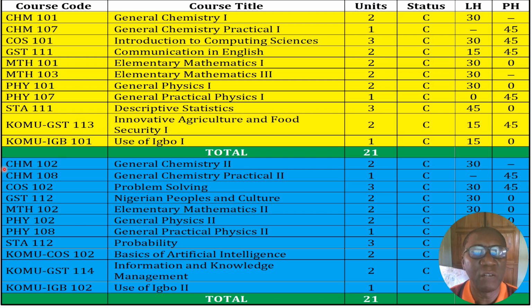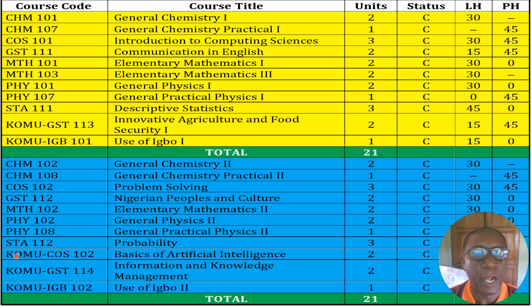Then second semester, you have KEN 102, KEN 102 not compulsory but related. We have picked them. Then course 102 is compulsory, GSC 112 compulsory. Maths 102 is not compulsory. We picked it because it's related. They've offered Maths 101. We want them to still improve on their knowledge of mathematics. Physics 102, Physics 108 compulsory for them. Star 112 not compulsory, but because Star 111 is compulsory, we've added this to strengthen their knowledge in statistics.